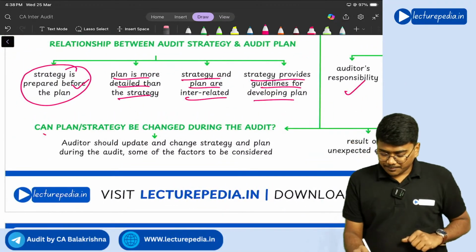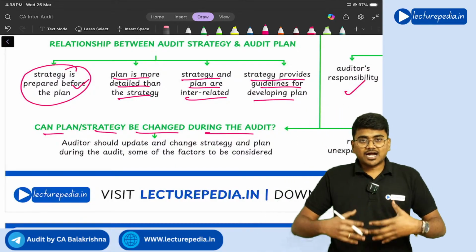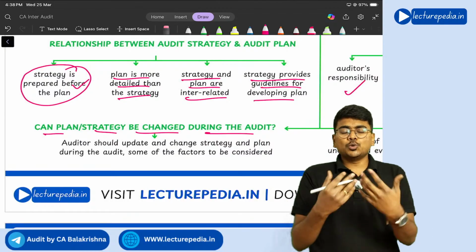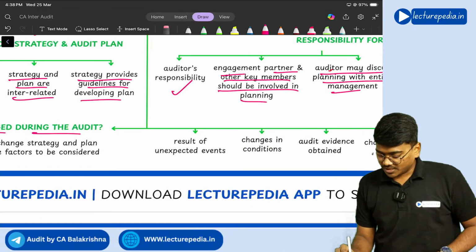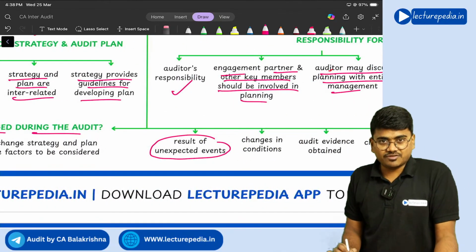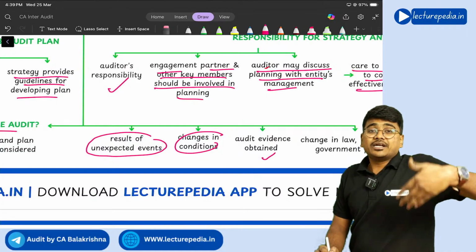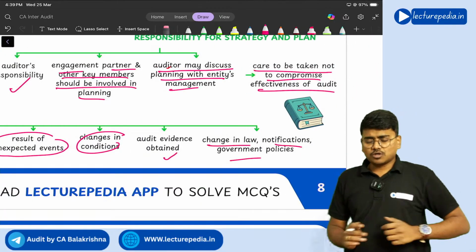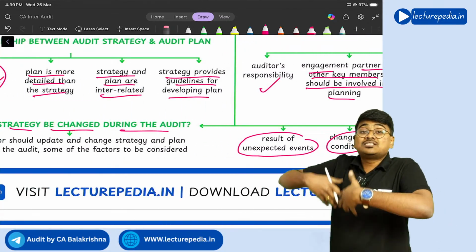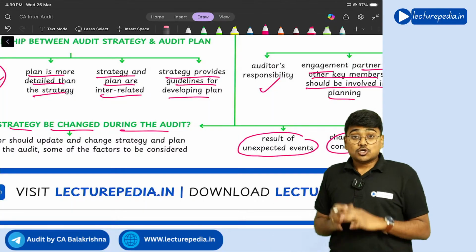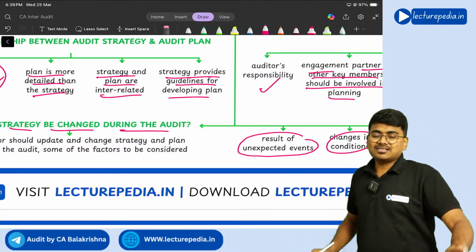Next, can the plan or strategy be changed during the audit? Of course, as you start doing the audit, based on the new information that you acquire, based on changes in the circumstances, because of unexpected events, or because of changes in the conditions, or because of additional audit evidence that has been obtained, or change in law, notification or government policy, because of all these reasons you might have to change your plan and strategy. So it is completely permitted to change your plan and strategy during the audit.